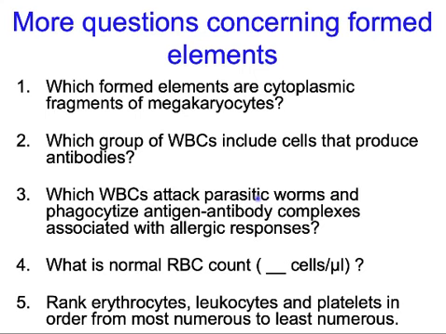Which white blood cells attack parasitic worms and eat antigen antibody complexes? The answer is the eosinophil. What's a normal red count? 4 to 5 million cells per microliter. Rank the erythrocytes, leukocytes, and platelets from most to least numerous, and that would go erythrocytes, platelets, and leukocytes.